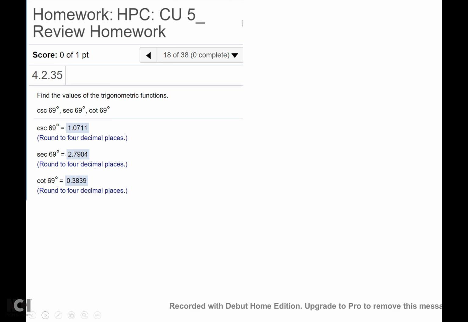All right, this one now, for cosecant, secant, and cotangent, you do not use the blue things above sine, cosine, and tangent. Inverse sine, inverse cosine, and inverse tangent are not the same as cosecant, secant, and cotangent. So to type cosecant of 69 degrees, you have to make sure you're in degrees, and then you type 1 divided by sine 69. Let me check my mode. Oh, it was in radians. So go over to degrees.